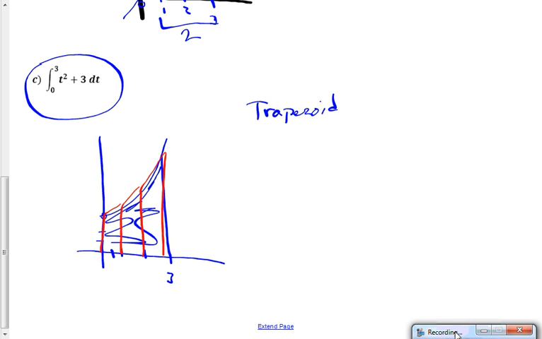What else could we use? You could use an LRAM, an RRAM, or an MRAM. But at this point, we don't have the tools to calculate that exact area. After today, you will. So today's lesson is based on the idea that I'm going to show you how to evaluate a definite integral without using geometry. And it's going to be easier than you think.